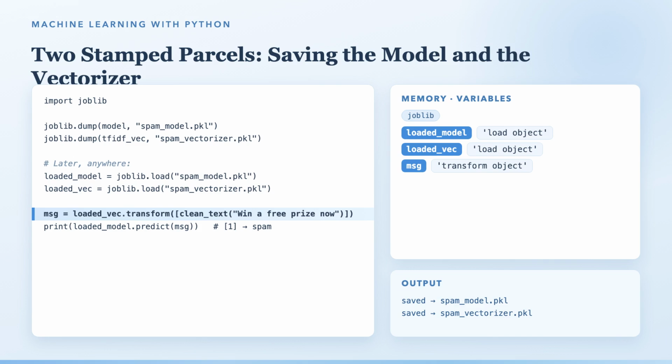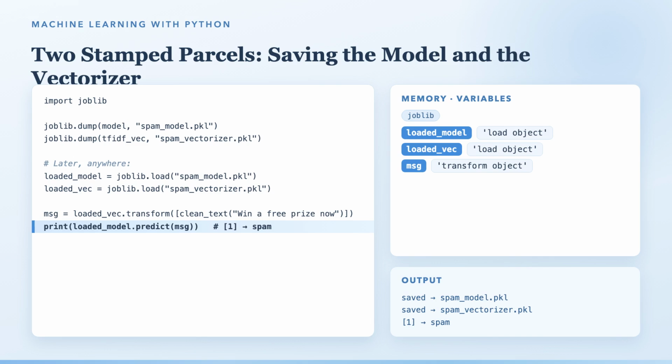vectorizer.pkl. Now watch the last 2 lines. msg equals loaded vec.transform of clean text of "win a free prize now", the same bath, the same wall, and print loaded model.predict msg. The answer comes back as a 1, in brackets, which means spam. The post office wakes, remembers everything, and sorts again.